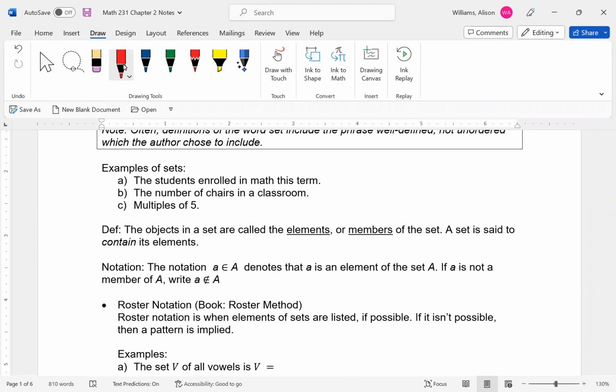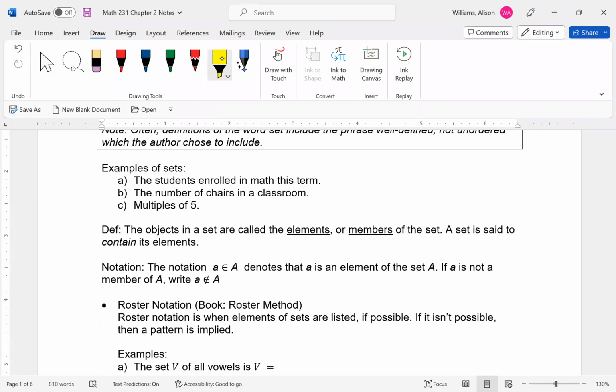So we use this symbol to represent element. It's the Greek letter, lowercase epsilon. And when you say little a, epsilon, capital A, that's saying that little a is an element of the set A. If it's not an element, we put the little slash through there.